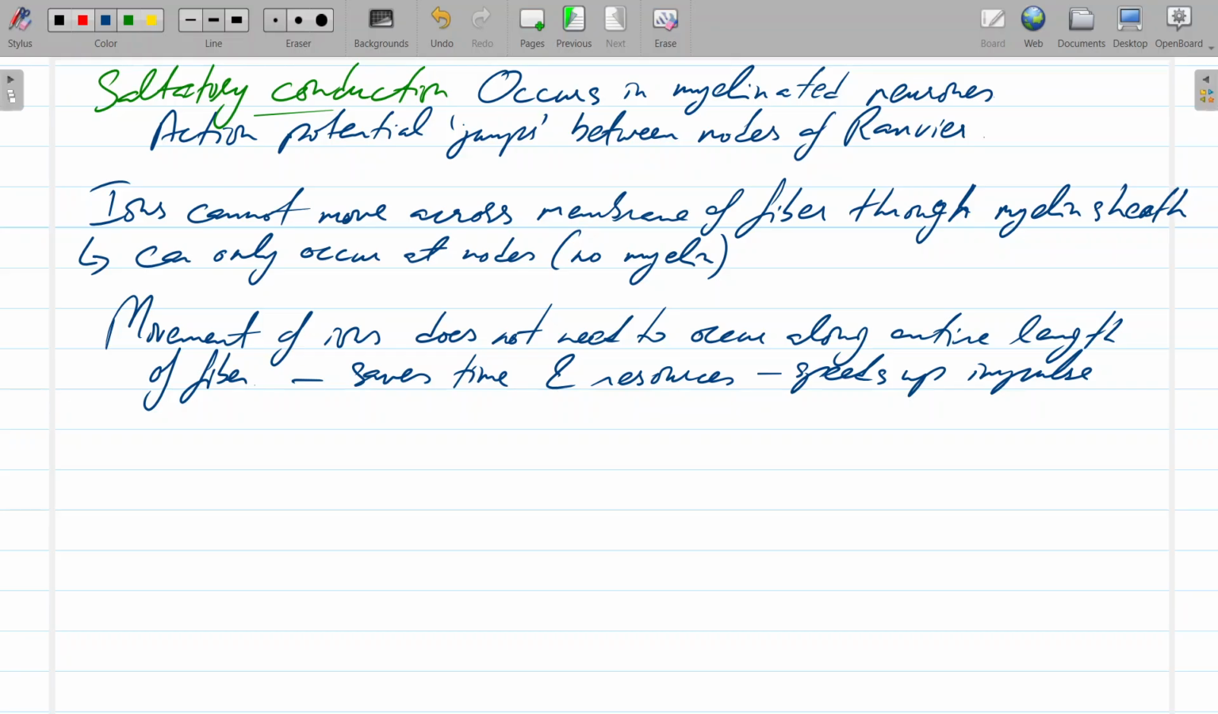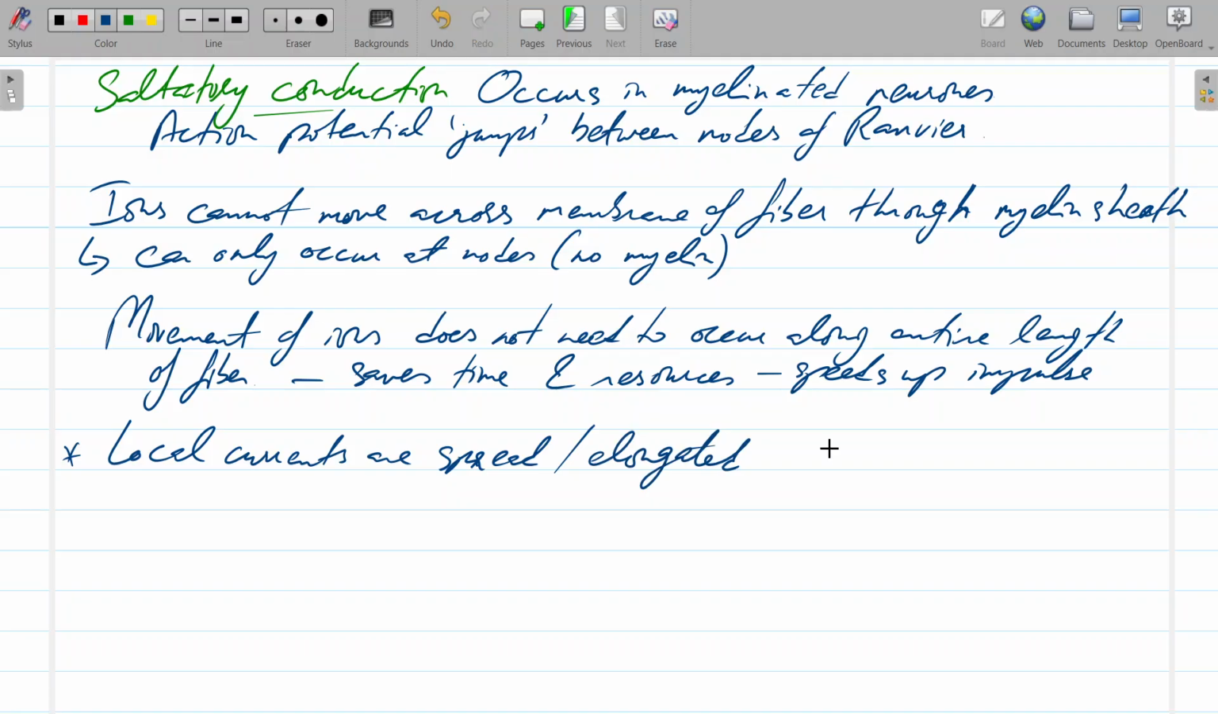They mention a tip, as a clarification. Saltatory is taken from a Latin word that means to jump, and that's why we're saying they're jumping, but they're not actually jumping, right? Basically, what's happening is that the local currents are spread, or the term they use is elongated, to start depolarization at the next node.